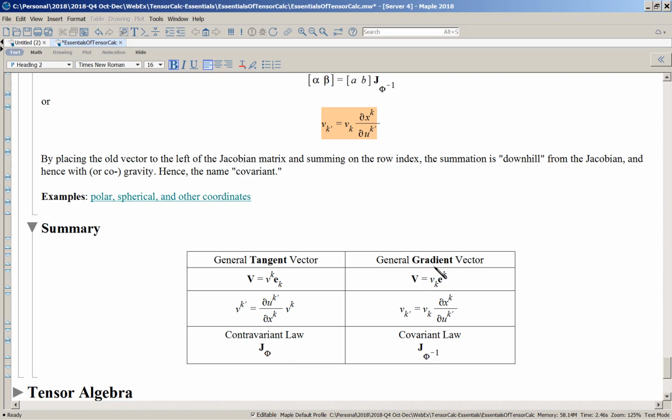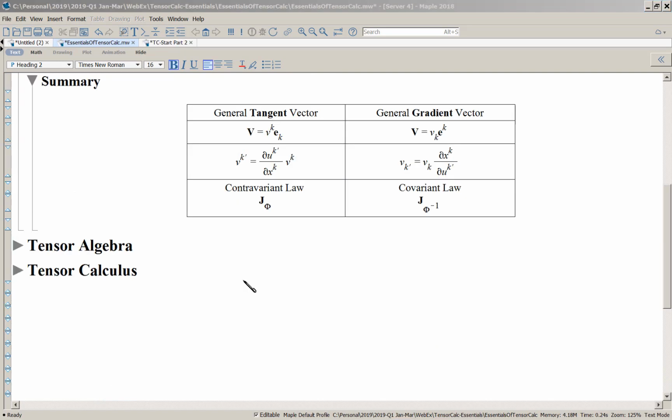For a general gradient vector, you're taking a linear combination of the gradient natural basis vectors. The coefficients have a subscript. Vectors have a superscript. The transformation law has the Jacobian matrix on the right. The summation, from the perspective of the Jacobian matrix, is downhill, cogradient, covariant. And the Jacobian matrix here is the Jacobian matrix of the inverse transformation, Phi inverse.